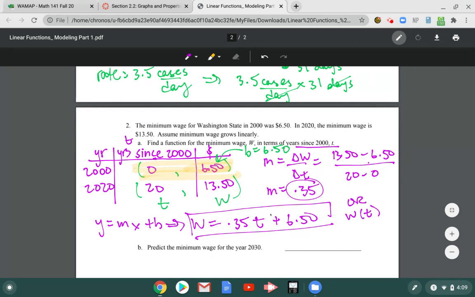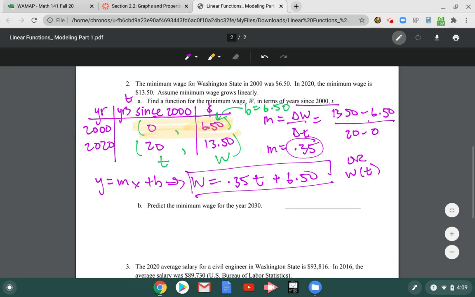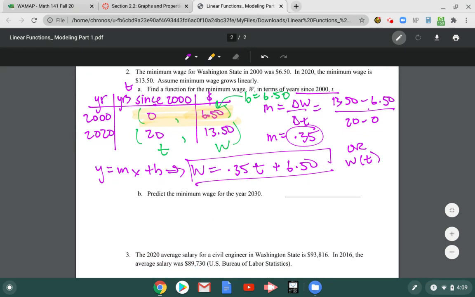Predict the minimum wage for the year 2030. T, remember, is years since 2000. So in 2030, it's been 30 years since 2000. So I want to evaluate my function w at 30. So we're going to do 0.35 times 30, goes right in there for t, plus $6.50.